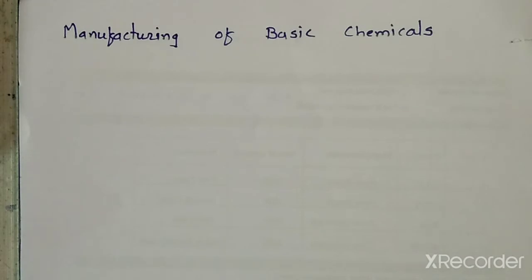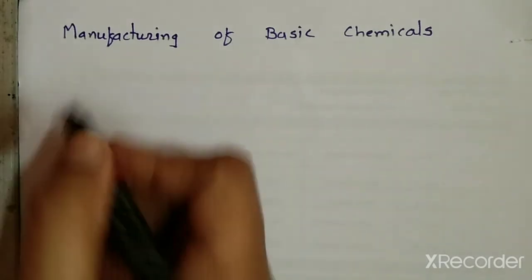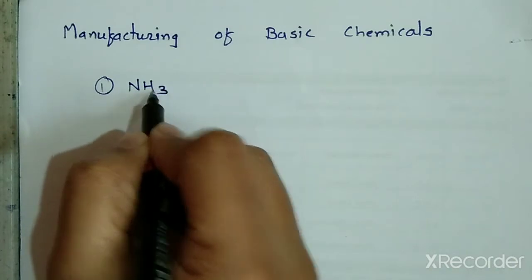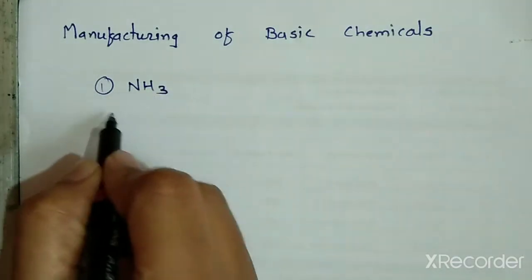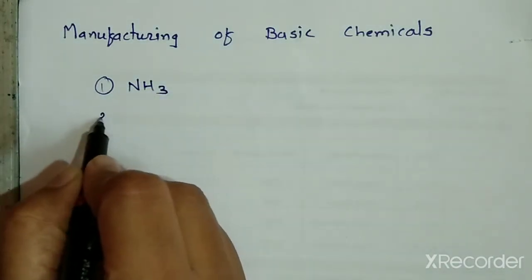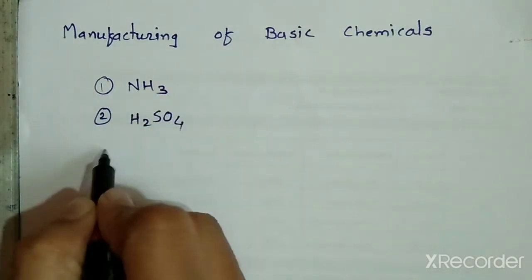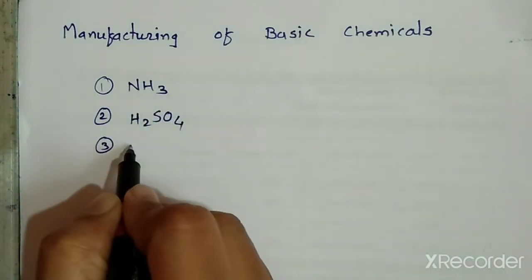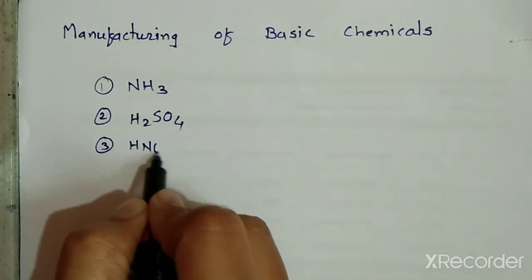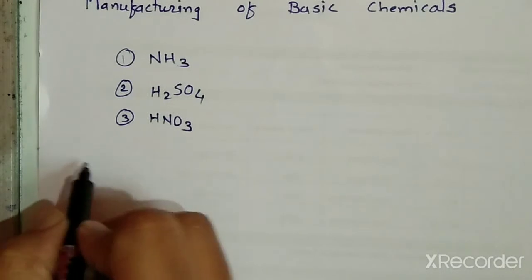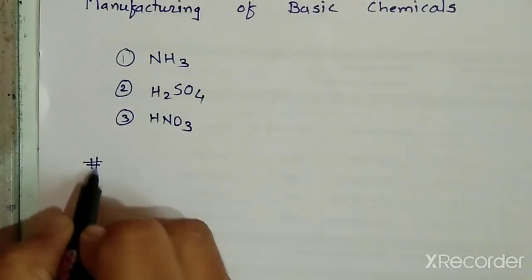In this chapter, we will discuss the manufacturing of chemicals like ammonia, sulfuric acid and nitric acid. These three chemicals: ammonia has the molecular formula NH3, sulfuric acid is H2SO4, and the third chemical, nitric acid, is HNO3. First we will discuss the manufacturing of ammonia.